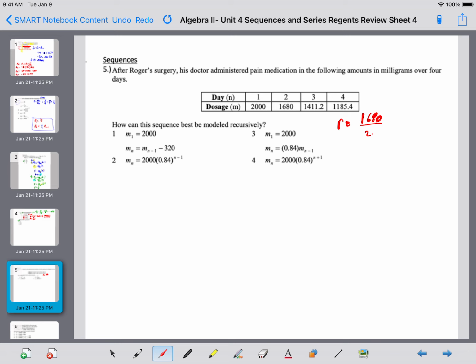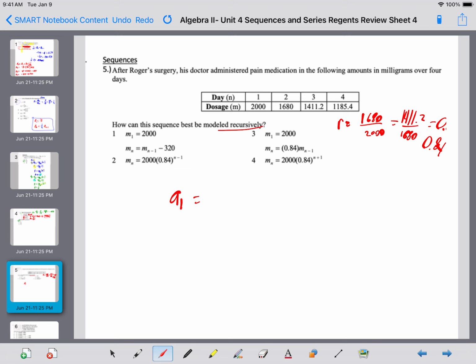Take a term, divide it by the previous. Take another term, divide it by the previous. I got 0.84. Let me check the other one. 0.84. So the amount of medication that remains in the body after a day would be 84%, right? Common ratio.